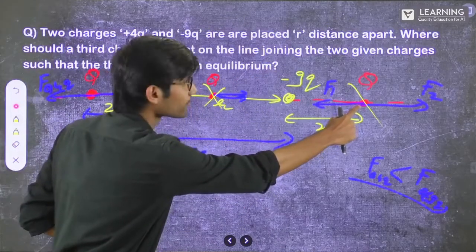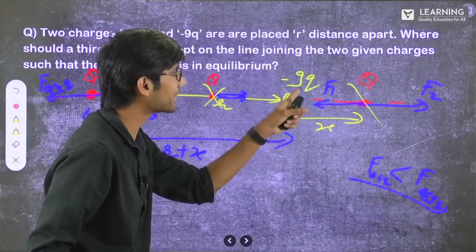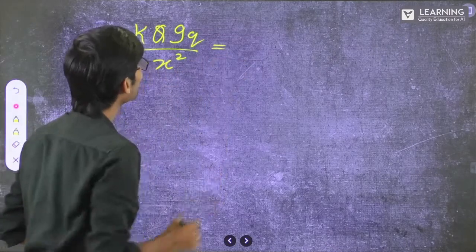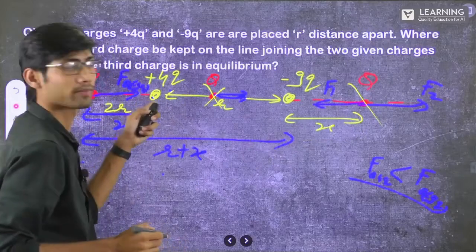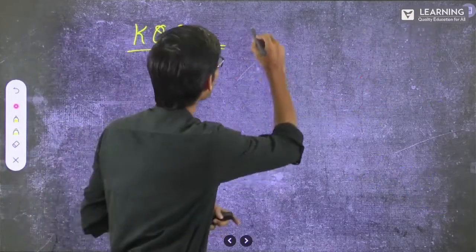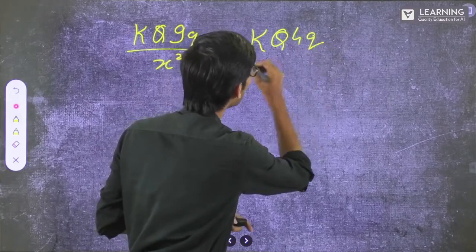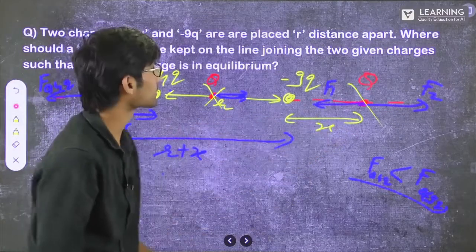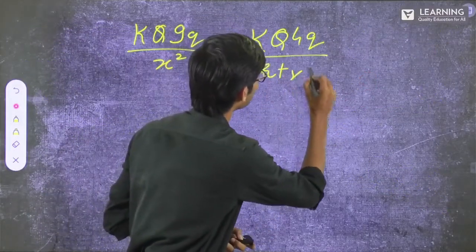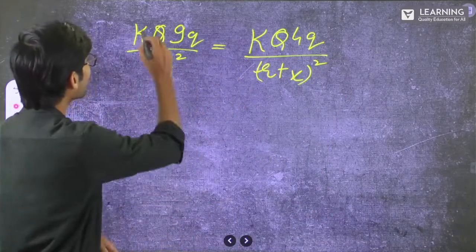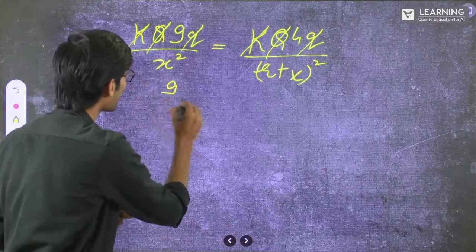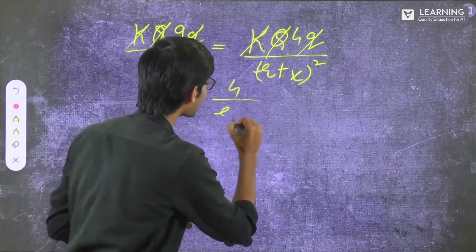Force on this due to this charge will be k into q into 9q divided by x square. That should be equal to force on this charge due to this charge, correct? So this will be k into q into 4q divided by, this is how much? r plus x, (r plus x) whole square. See what will happen. This k, this q, this q will be cancelled. Here 9 by x square is equal to 4 by (r plus x) whole square.